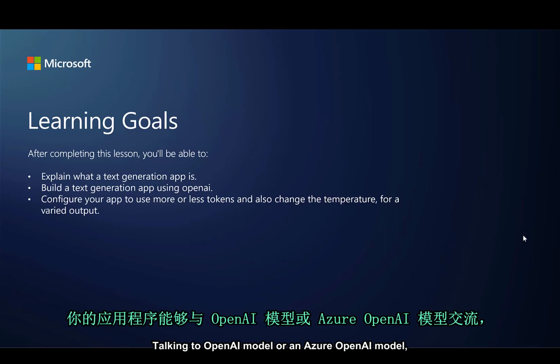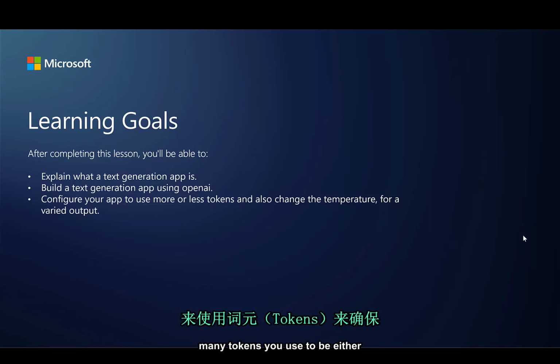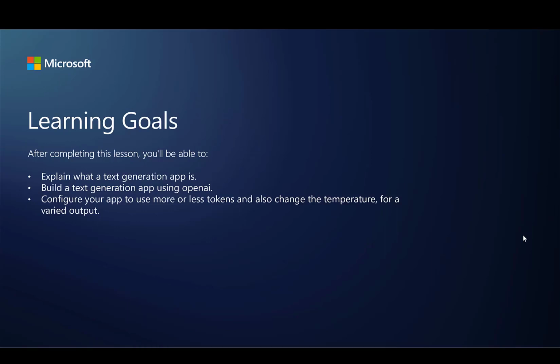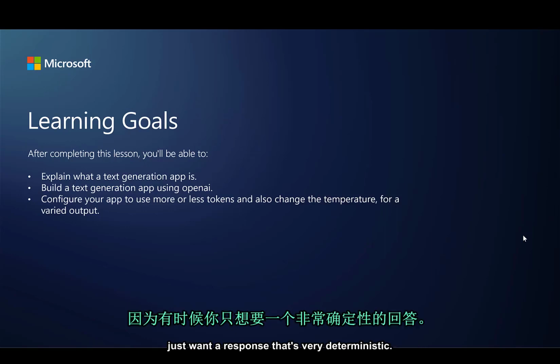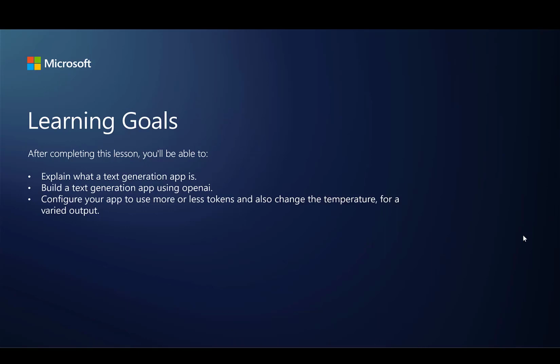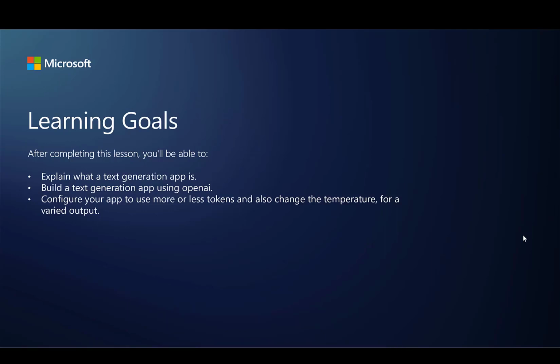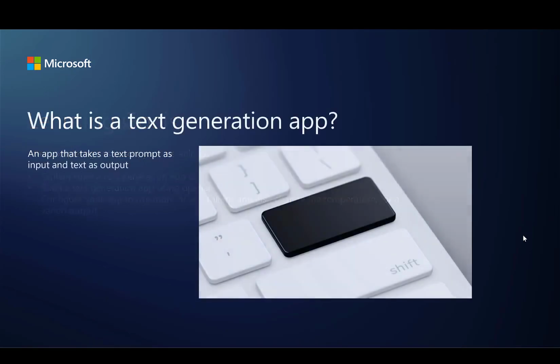Talking to an OpenAI model or an Azure OpenAI model, you'll also learn something about how you can configure your app to decide how many tokens you use to be either economical or make sure that you get a big response back. We'll also talk about temperature, because sometimes you just want a response that's very deterministic. You get the same thing every time, and sometimes you want something that's completely random. There are use cases for both, and we'll talk about how we can achieve that.